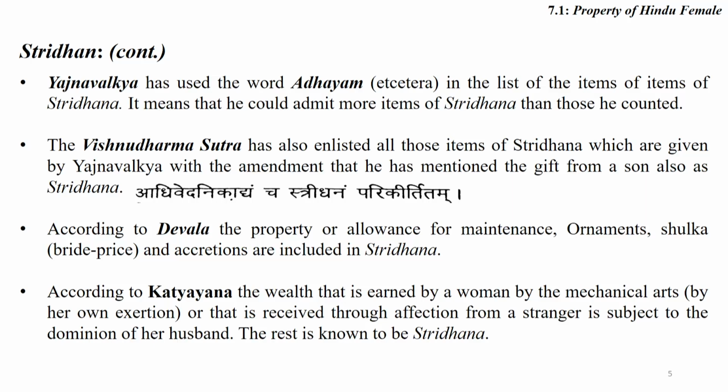Stridhan. Friends, Yajnavalkya used the word Adyam. Adyam means etc. In the list of the items of Stridhan, it means that he could admit more items of Stridhan than those he counted.